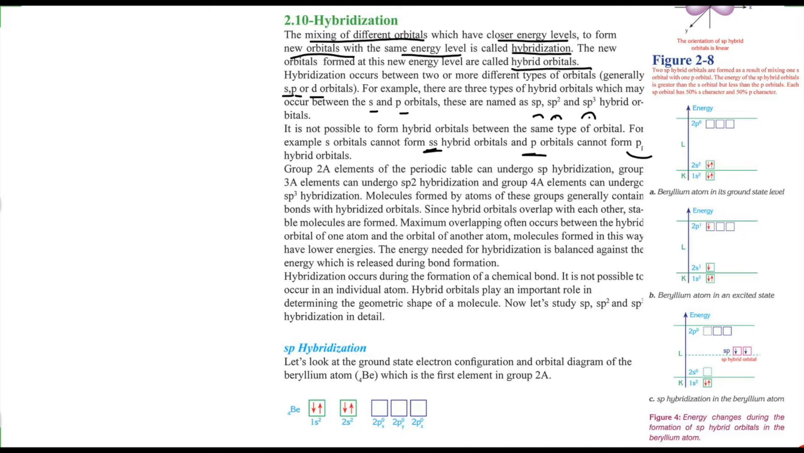Possibility of hybridization types can be changed according to the group. In the first A group, there is no possible hybridization type. In the second group, group 2A elements of the periodic table can undergo sp hybridization. Group 3A elements can undergo sp2 hybridization, and 4A elements can make sp3 hybridization.